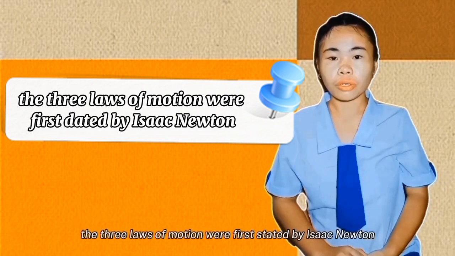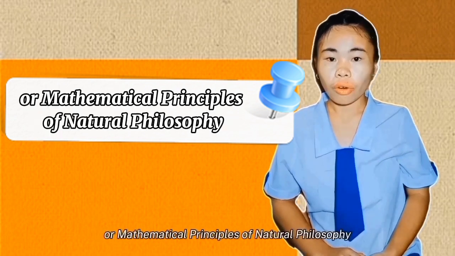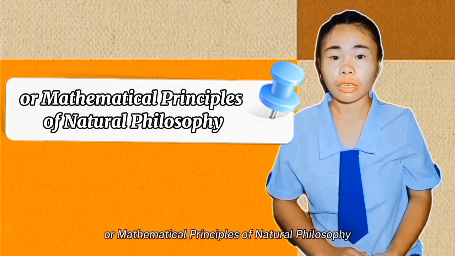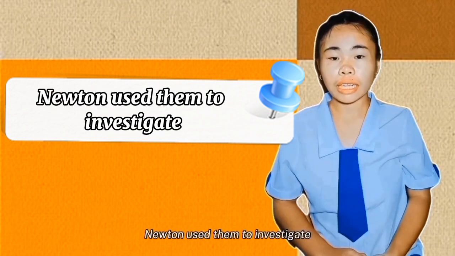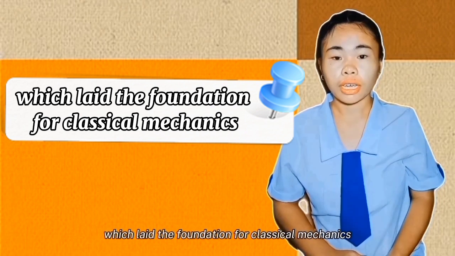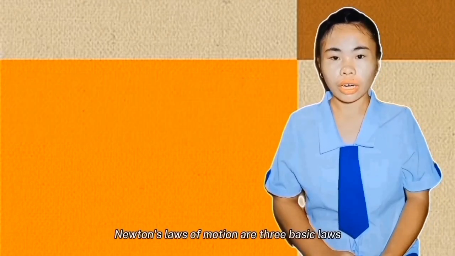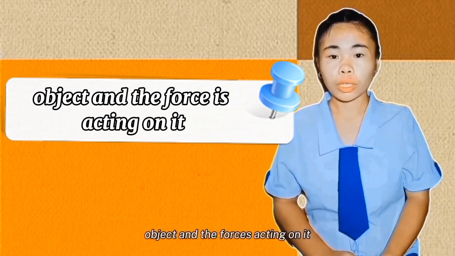The three laws of motion were first stated by Isaac Newton in his Philosophiæ Naturalis Principia Mathematica, or Mathematical Principles of Natural Philosophy, originally published in 1687. Newton used them to investigate and explain the motion of many physical objects and systems, which laid the foundation for classical mechanics. Newton's laws of motion are three basic laws of classical mechanics that describe the relationship between the motion of an object and the forces acting on it.